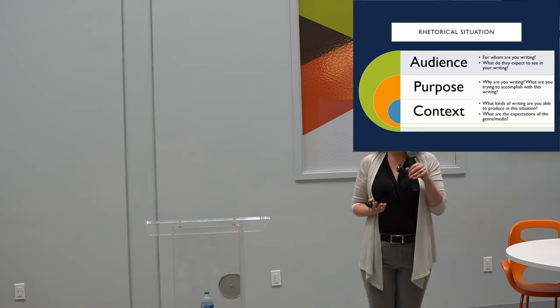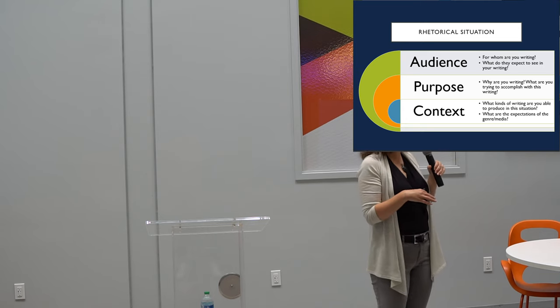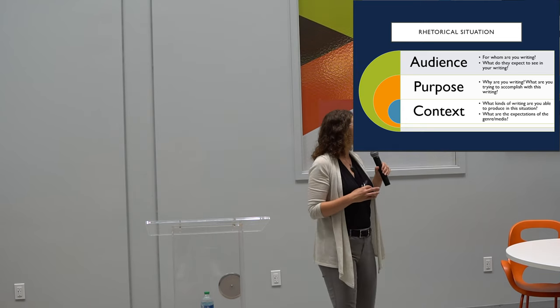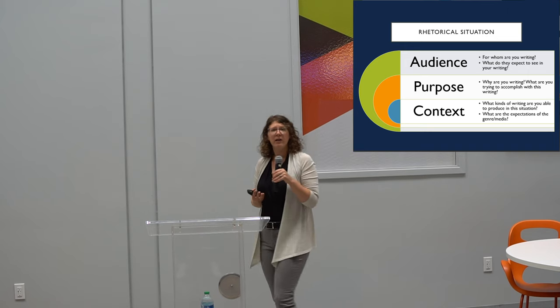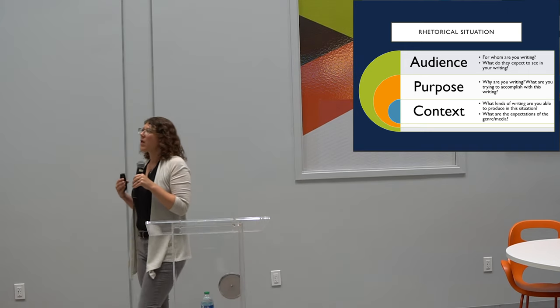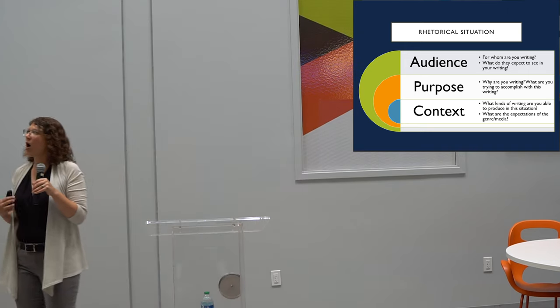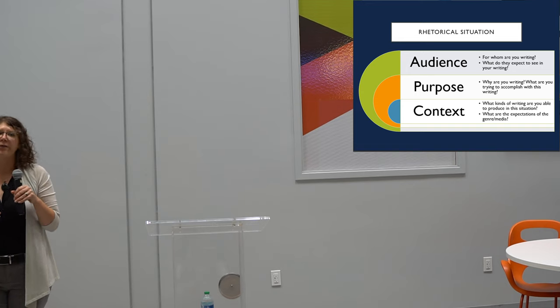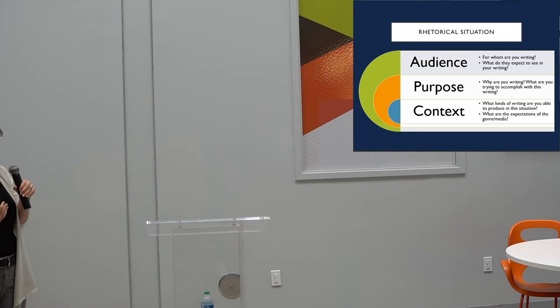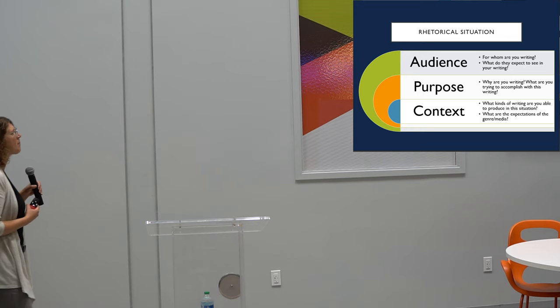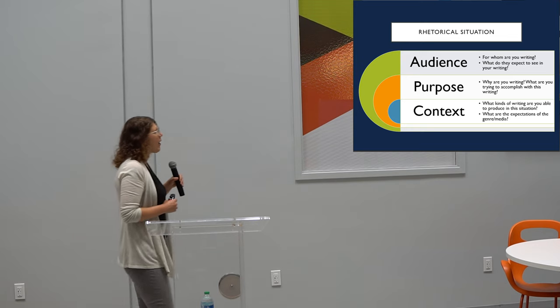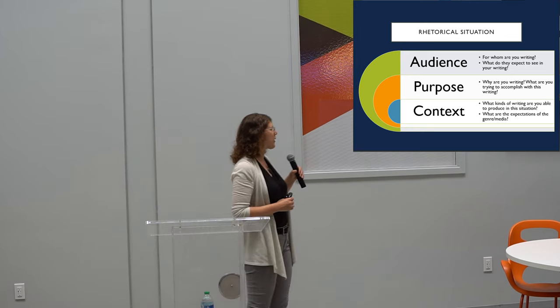So for whom are we writing? What do they expect to see in our writing? That's going to be related to our purpose. So what are we attempting to accomplish with our writing? Change in action or thought or information or whatever it might be, are we aiming to achieve in our audience's mindset, right? And then what elements of context are useful to consider here?